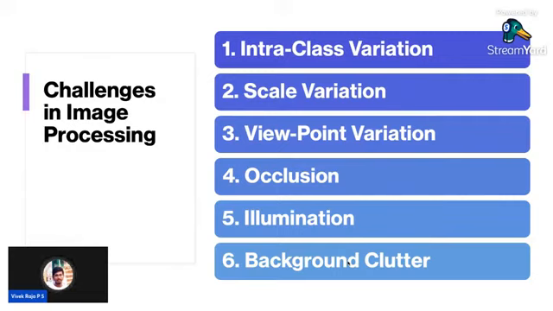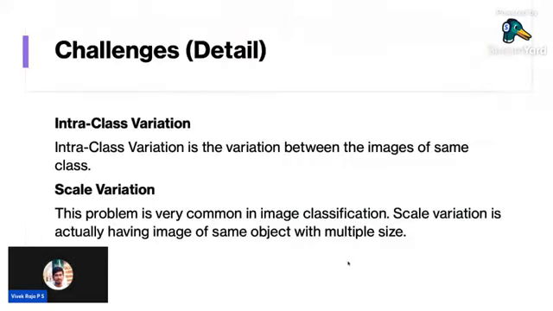Because this is a subdomain of a huge learning space, which is artificial intelligence, of course, processing an image involves a lot of challenges, and we'll try to address them in this one. So, the first one is intra-class variation, and then scale variation, viewpoint variation, occlusion, illumination, and background clutter. So let's try to understand each one of the challenges in detail.